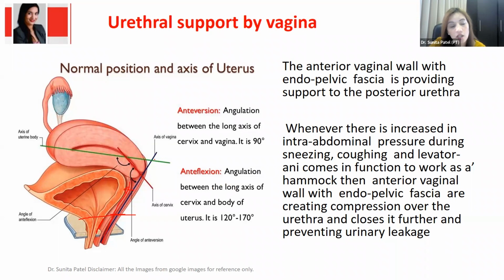And this uterus is lying there in anteverted and anteflexed positions. Sometimes these angles are very important. This uterus is there with the help of many ligaments and supportive structures. The first supportive structure is the bladder.